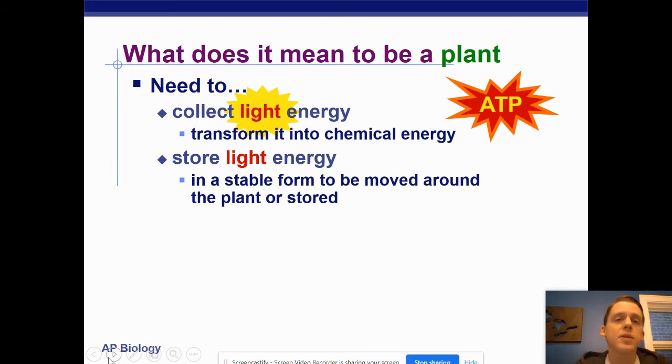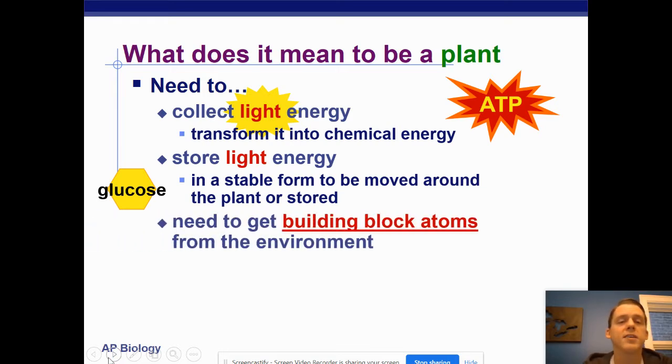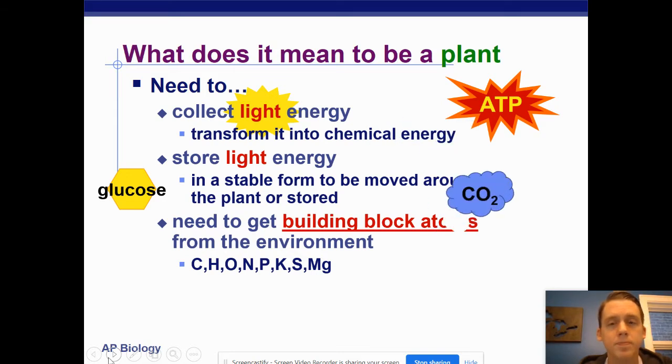So basically, transforming it into chemical energy is tough because ATP gets used right away. So if we want to store that light energy, we can't use ATP. Instead, we need to use something else, glucose in this case. Plants also need to get their building blocks from the environment, which is what they do. Carbon, hydrogen, oxygen, and then some nitrogen, some phosphorus, a little bit of potassium and sulfur and magnesium. All of these things must be obtained from the environment, but plants don't eat, remember.